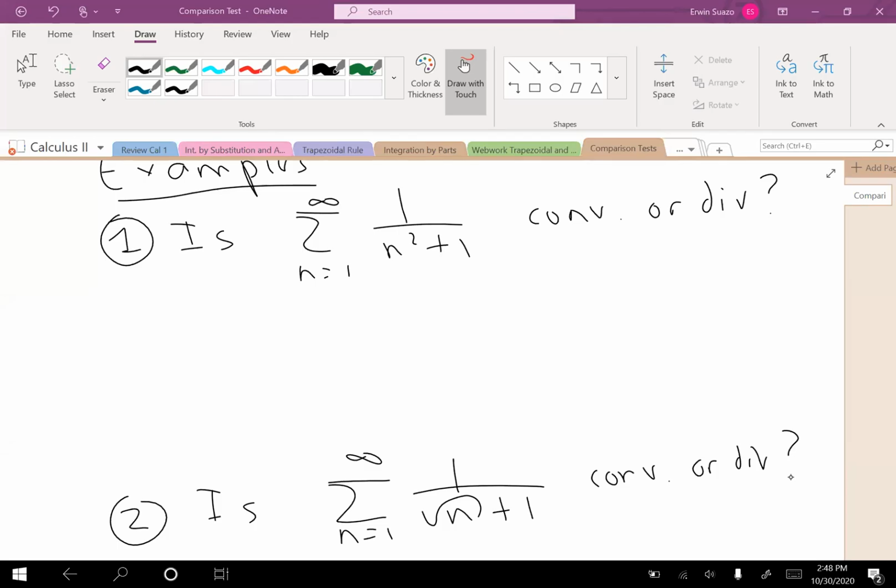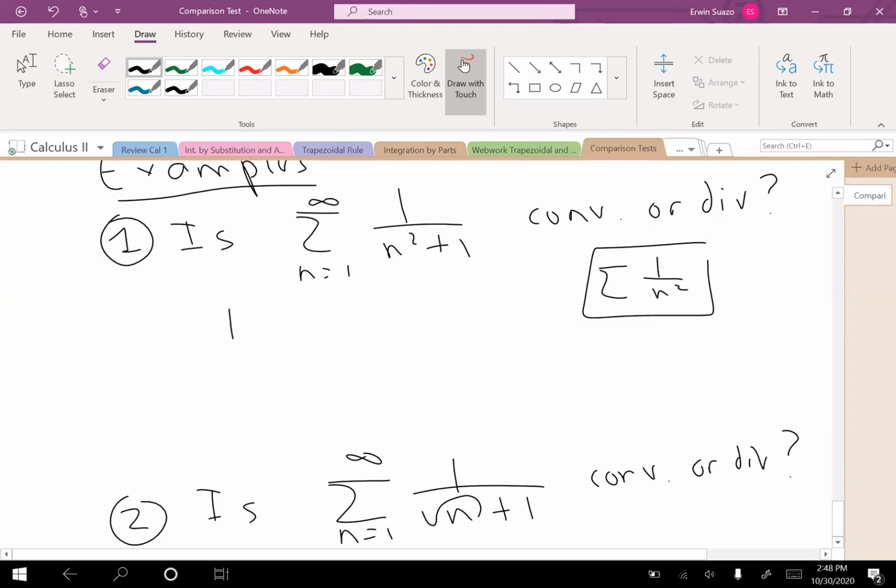Okay, let's try the first one. How will you solve the first one? What test would you use? Comparison test. You can do comparison test, yes. So how can you do that? Compare it with what? A P series. Which one? 1 over n squared. Yeah, so let's try that. So let's compare with the sum of 1 over n squared, okay?